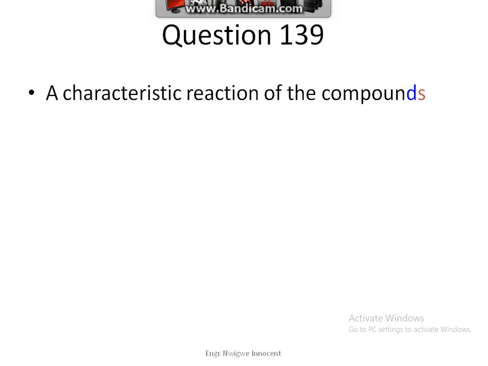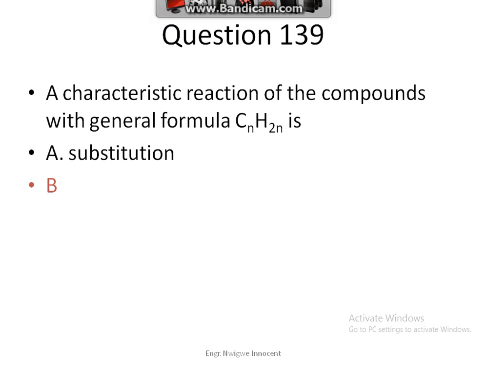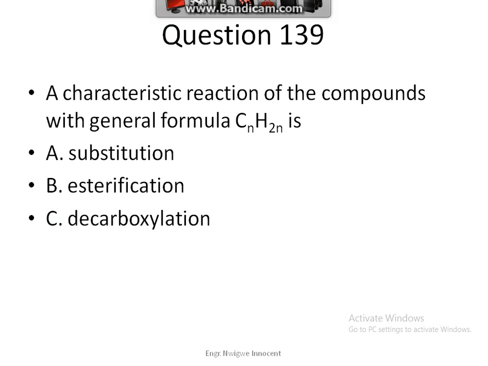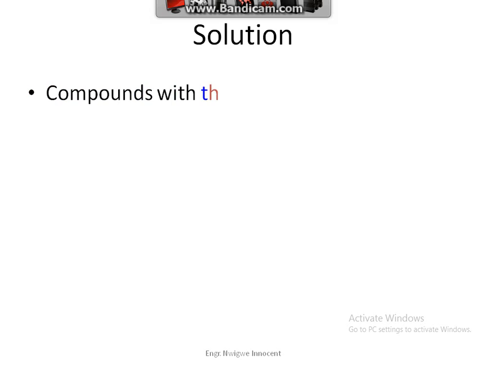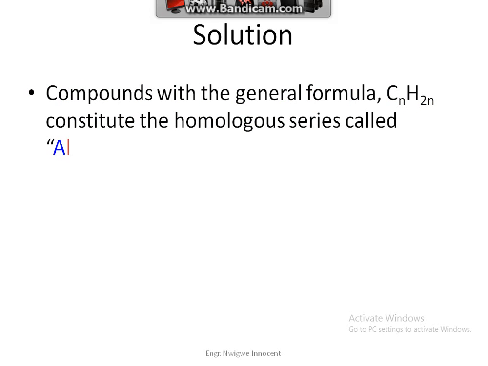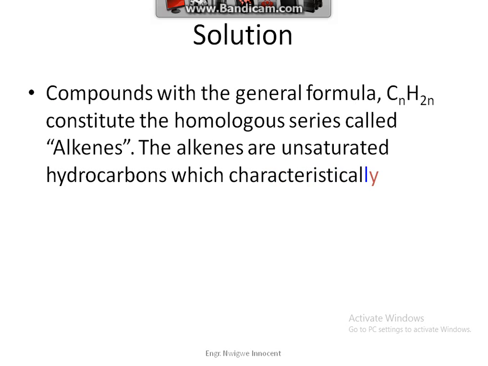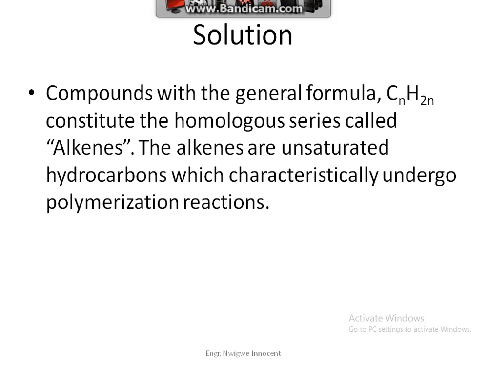Question 139. A characteristic reaction of the compound with general formula CnH2n is A. Substitution, B. Esterification, C. Decarbonylation, D. Polymerization. Solution. Compounds with general formula CnH2n constitute a homologous series called alkenes. The alkenes are unsaturated hydrocarbons which characteristically undergo polymerization reaction. Therefore, the answer is D.